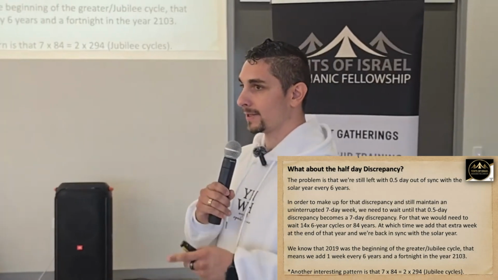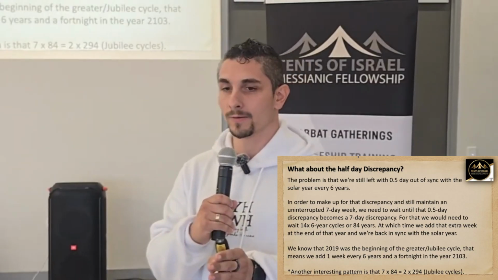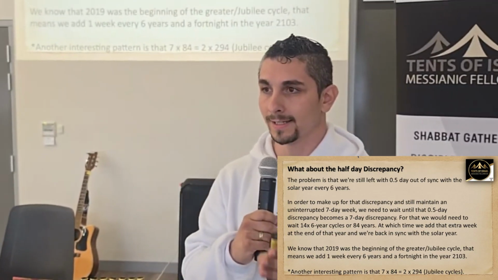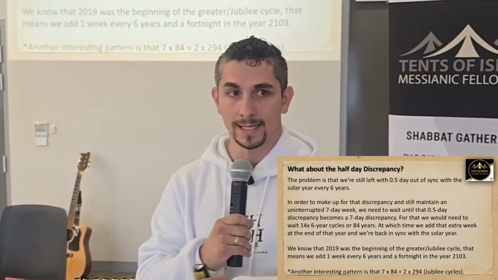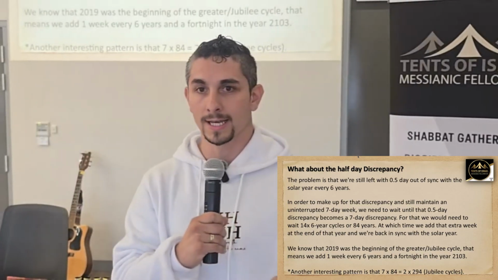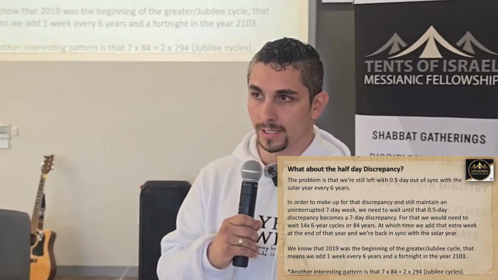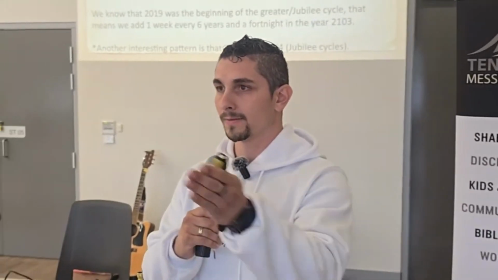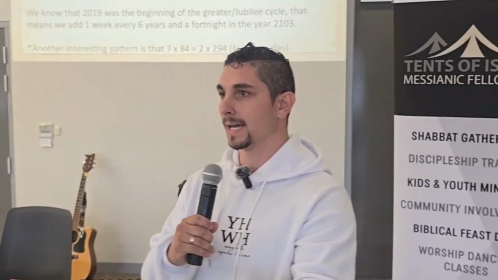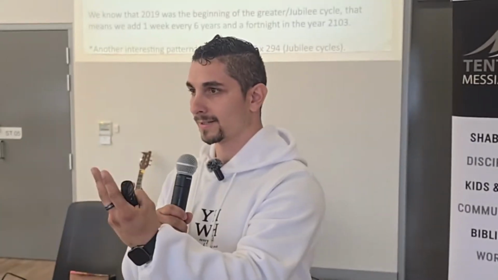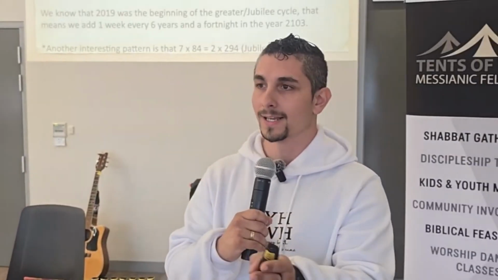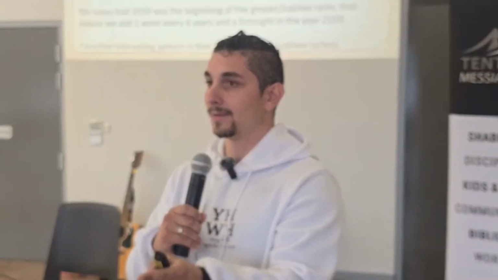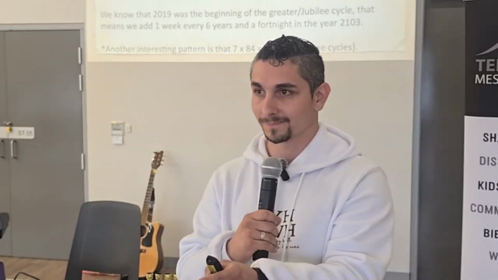In order to make up for this discrepancy, the issue we have here is that we need to maintain a 7-day week. We can't interrupt or change that. One way you could do it, and the way I thought it would be possible before, is you add the 7 days one cycle, and then you add 8 days to make up for it, because by the second cycle it makes up 1 day, so you add 8 days. But by doing that, you're now no longer maintaining that 7-day week.